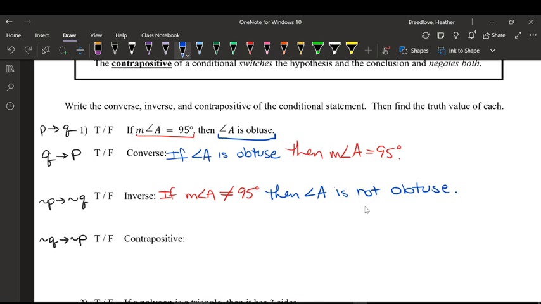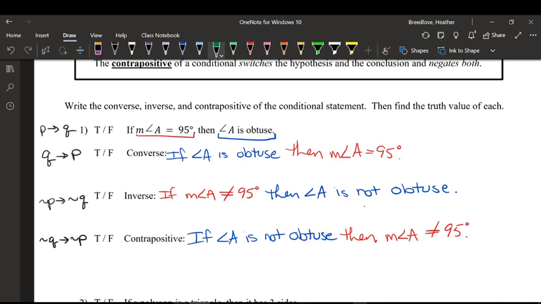And then contrapositive, we're going back to the converse order and negating it. So if angle A is not obtuse, then the measure of angle A does not equal 95 degrees. Okay, so now we've written all four statements, and we need to decide the truth value of each.